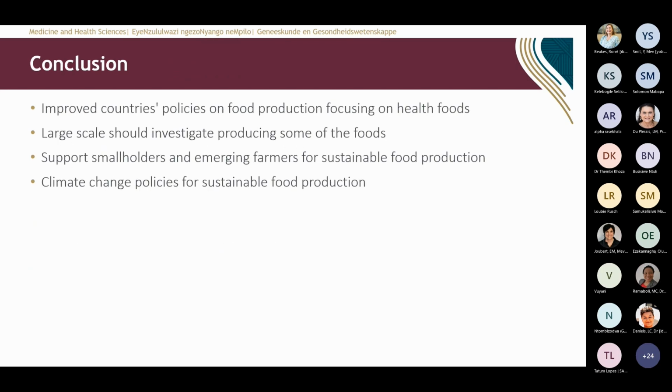In conclusion, what does the government need to do? The government can invest back and look at improving the country's policy on food production, focusing on healthy food, because the issue is not only about producing food, it's also about ensuring that we produce healthy food. Large-scale farmers should investigate producing some foods, not just focusing on cash crops like macadamia. Something needs to be done to ensure that we produce food for the sake of people. Support smallholder and emerging farmers, ensure that government is still there for sustainable food production, and employ climate change policies for sustainable food production. I thank you.